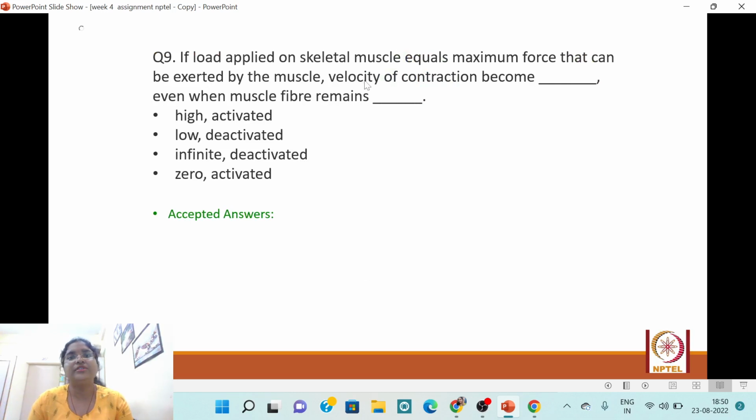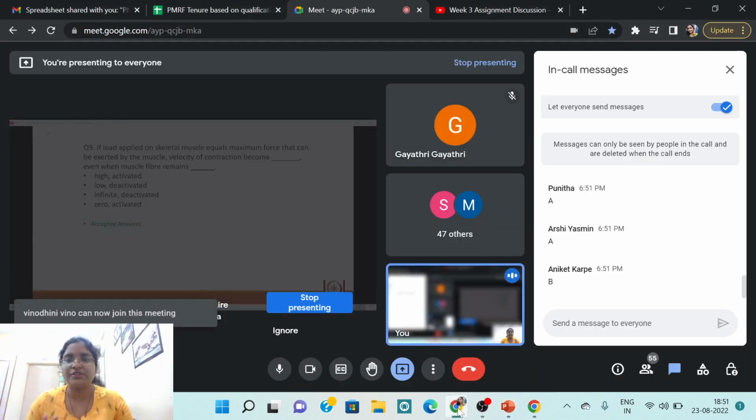If load is applied on a skeletal muscle which equals the maximum force that can be exerted by the muscle, velocity of contraction becomes dash even when muscle fiber remains dash. Read the question carefully and try to answer. Options are: high, activated; low, deactivated; infinite, deactivated; or zero, activated. This may seem a little confusing. Read the question properly and then try to answer.